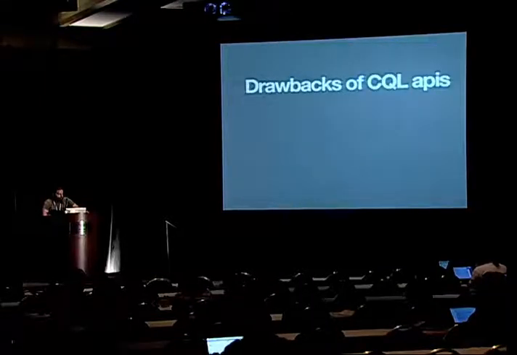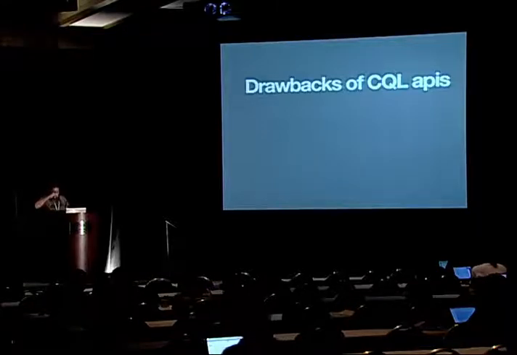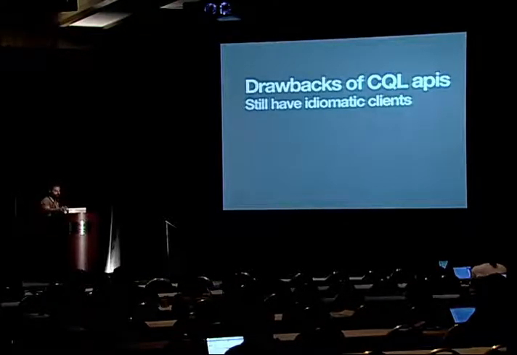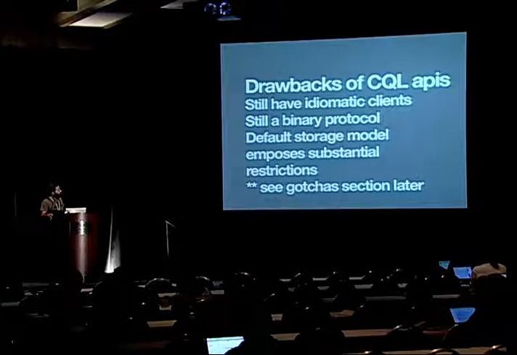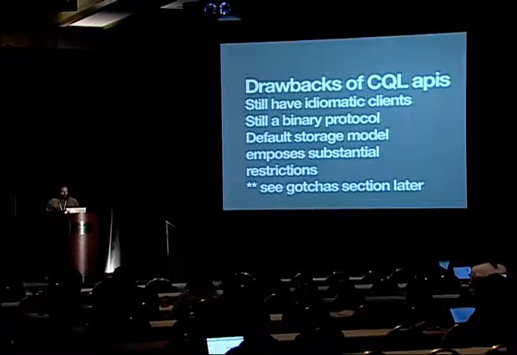So that gets us into the drawbacks of the CQL API. You still have idiomatic clients. It's still a binary protocol, so you still need a client to run and parse it and generate queries and send them over the wire, et cetera. You still have a default storage model that imposes some substantial restrictions. I have a gotcha section on this later, but we'll get into that in more detail.